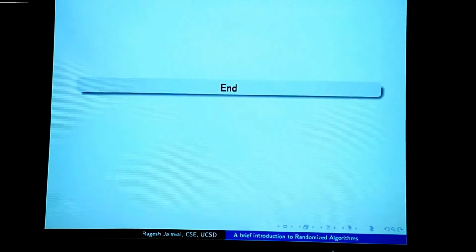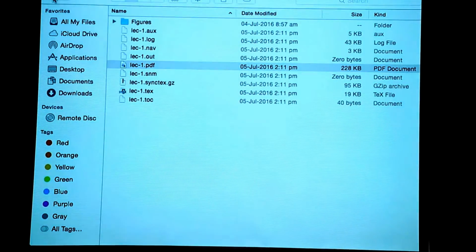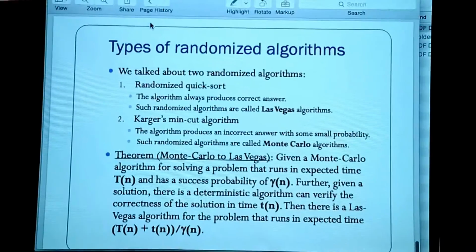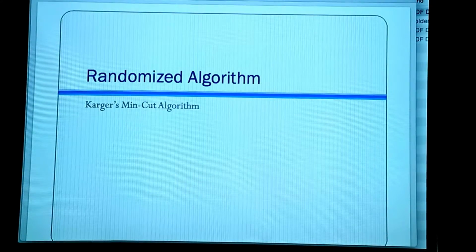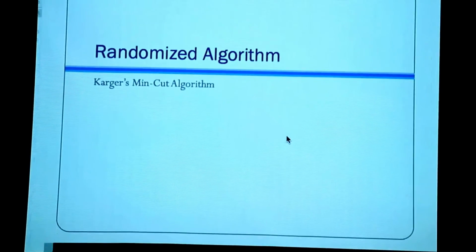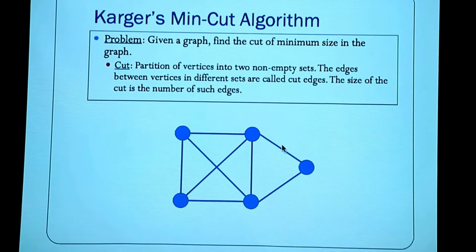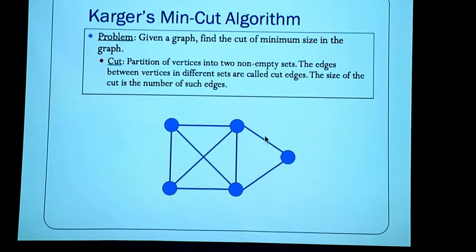Okay. So this is the first algorithm that I want to talk about, randomized quicksort, and let me talk about another algorithm. It's called Karger's min-cut algorithm. The problem is very simple. You are given a graph, undirected, unweighted graph, and you want to find the cut in this graph of minimum size.